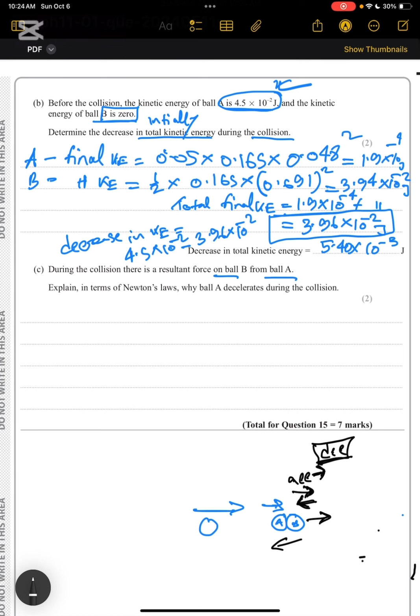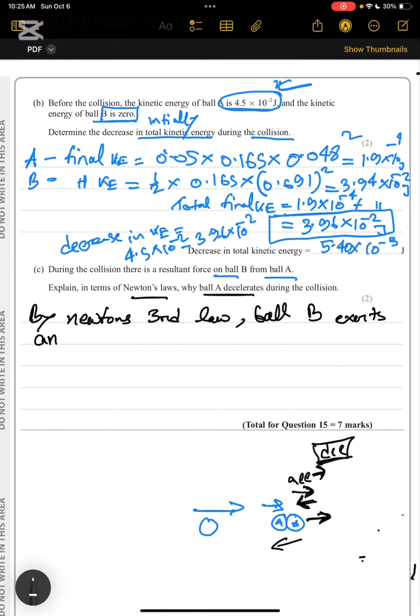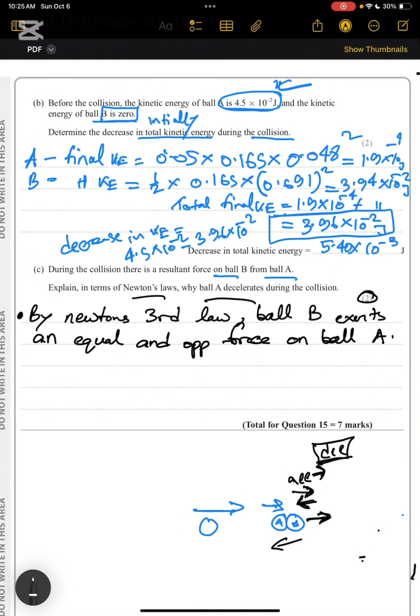So we can just go and write it down. The question was, during the collision there is a resultant force on ball B from ball A on the right. Explain in terms of Newton's law why the ball A decelerates. The ball A decelerates because by Newton's third law, ball B exerts an equal and opposite force on ball A. This is our point number 1. We have to give 2 points as the question is 2 marks.